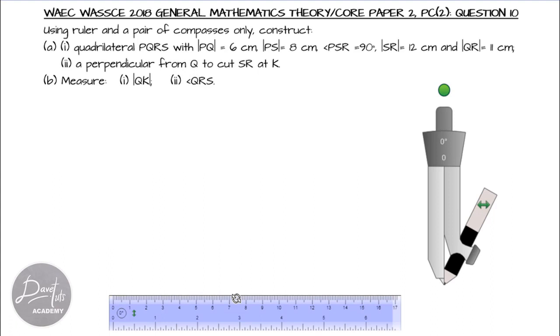Here we are given a question that we should use only a ruler and a pair of compasses to construct a quadrilateral, given the sides of the quadrilateral and one of the included angles. Then we have to draw a perpendicular from one point to another, and then we have to measure some points and move on with our question like that.